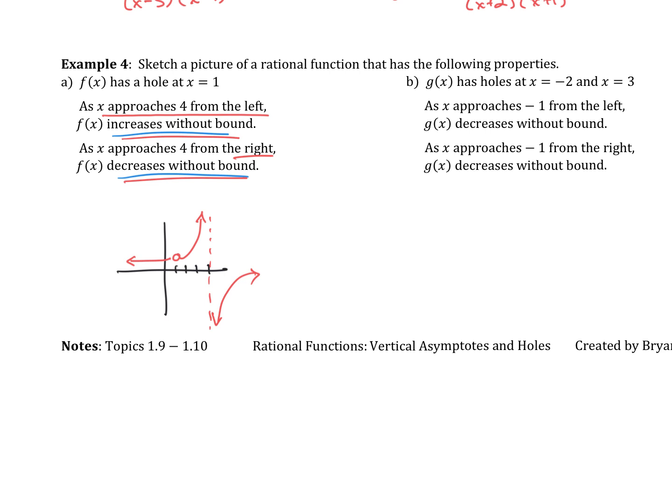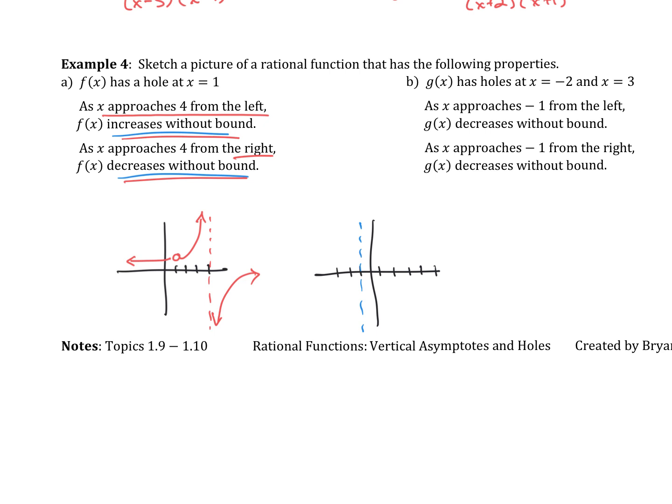And I need a good reader. Joshua is going to read this one for us. All right, it says g of x has holes at x equals -2 and x equals 3. As x approaches -1 from the left, g of x decreases without bound. As x approaches -1 from the right, g of x decreases without bound. Love it. All right, and so where does it have a vertical asymptote on this one? At -1. At x equals -1, it's going to have our vertical asymptote.